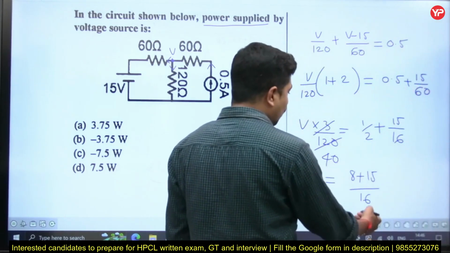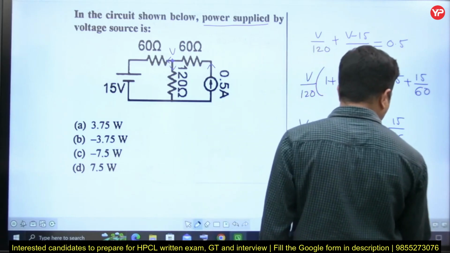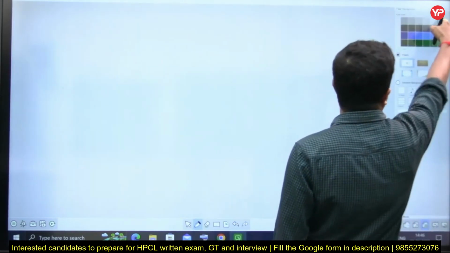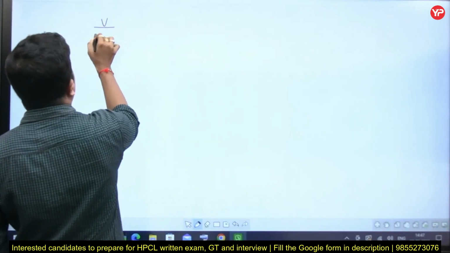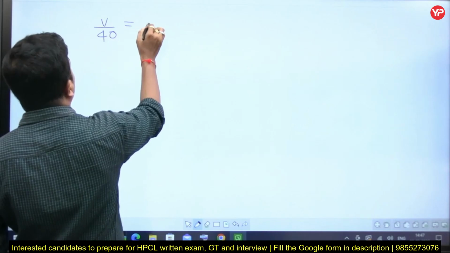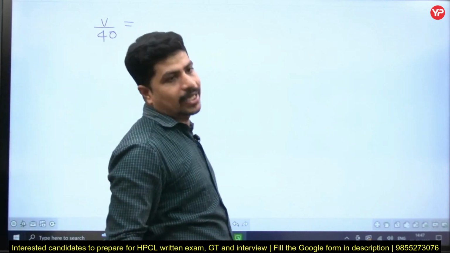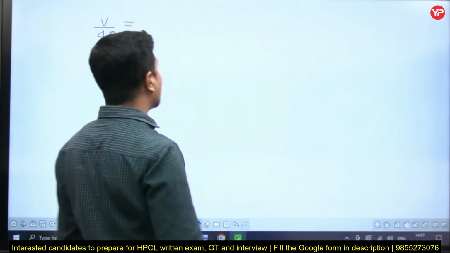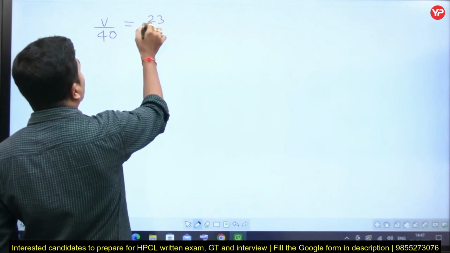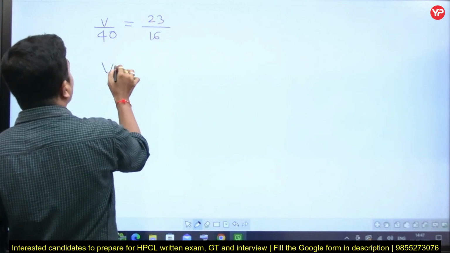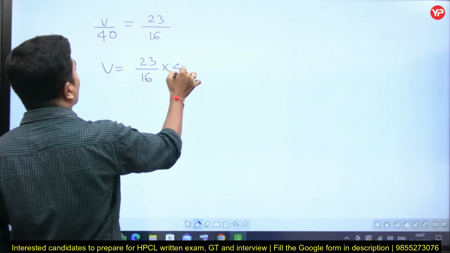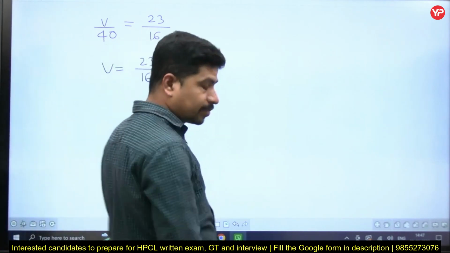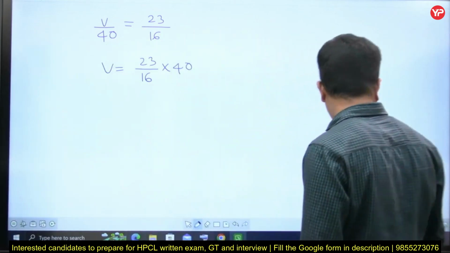So how much is 15 plus 8? Let me take a new page and I'll do it there. V by 40 is equal to 15 plus 8. How much is it? 23. 23 by 16. So V is equal to 23 by 16 into 40. This is the voltage of node V, this voltage.